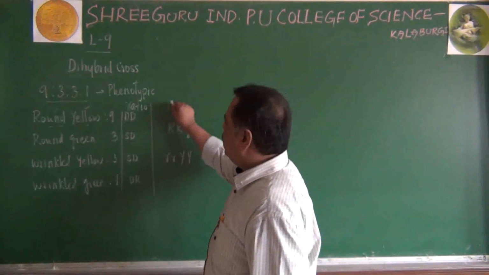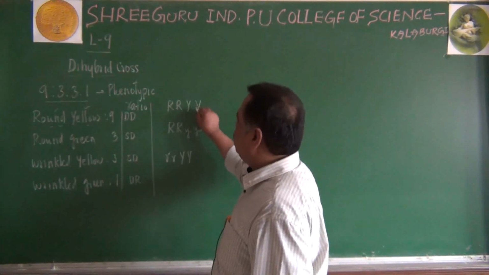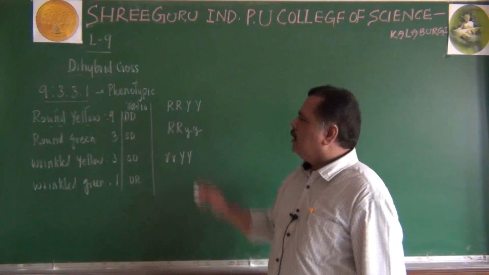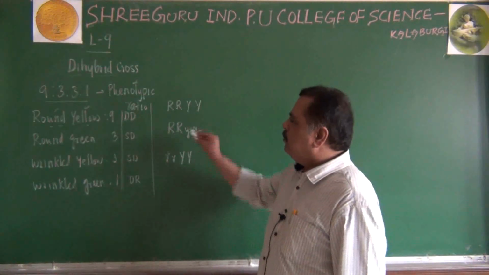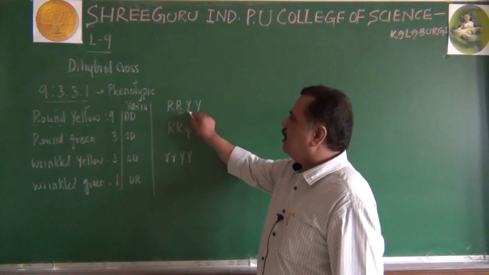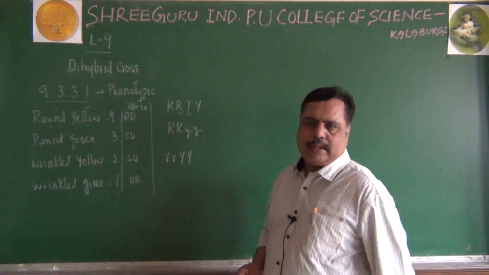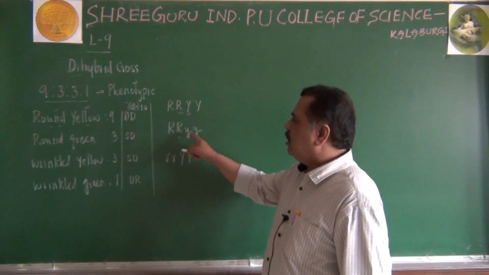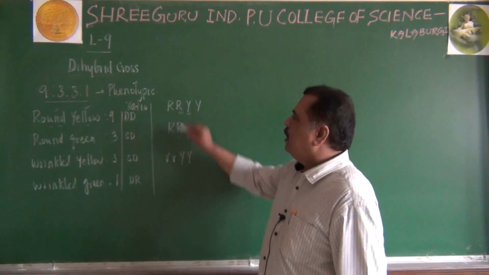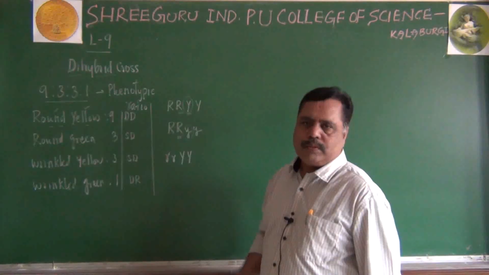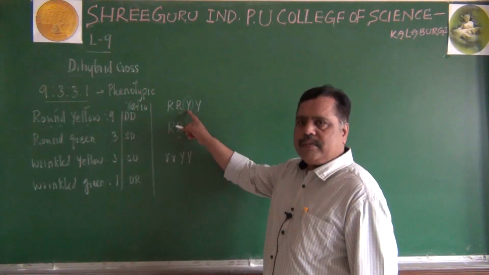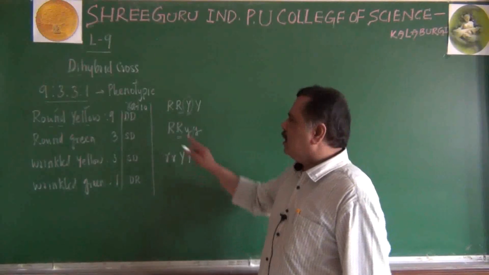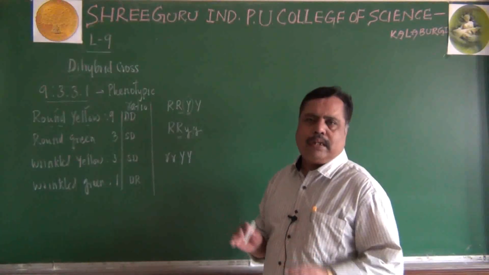In a round yellow, there will be capital R, capital Y, or sometimes double heterozygous will also be there. But when we consider this, we may think that capital R will always remain with capital Y. It is not like that. Actually, capital R can join either with small y or with capital Y. Capital R can join with capital Y as well as small y. That freedom is called independence or independent assortment.